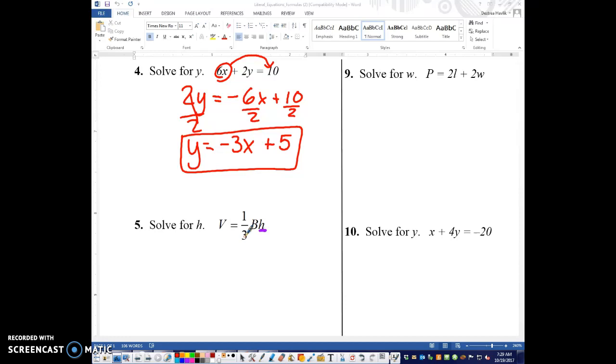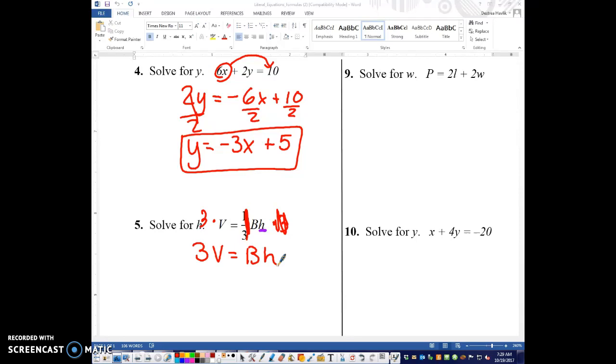Okay? Because if multiplying by 1/3 is the same thing as dividing by 3, then to get rid of dividing by 3, you would multiply by 3. Okay? So that's going to get rid of this 1/3. So 3 times v is just that, 3v, equals bh. And what are we trying to get by itself? H. So what do we still need to do?